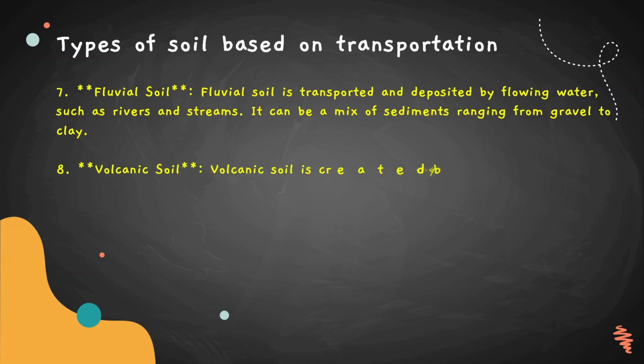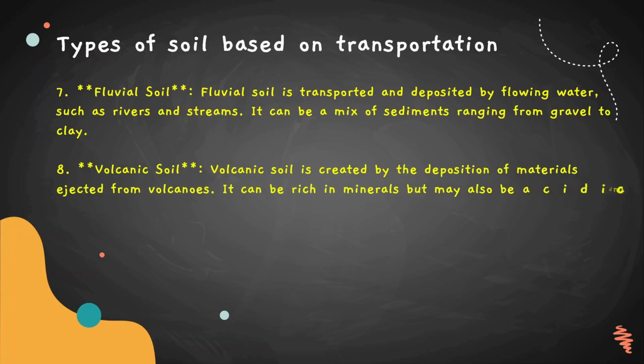Then we have volcanic soil. As we have discussed during the soil formation cycle, volcanic soil is created by the deposition of materials ejected from volcanoes. It can be rich in minerals but may also be acidic and low in organic matter.